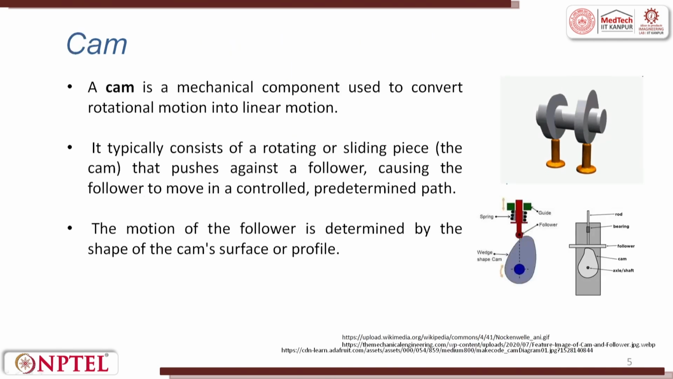Cam. Cam is a mechanical component used to convert rotational motion to linear motion. It typically consists of a rotating or a sliding piece. You can have a cam either in rotation or in sliding that pushes against a follower, causing the follower to move in a controlled predetermined path. The motion of the follower is determined by the shape of the cam surface profile. So, this is very important. Depending upon the motion, you can try to change the cam profile or the cam surface.